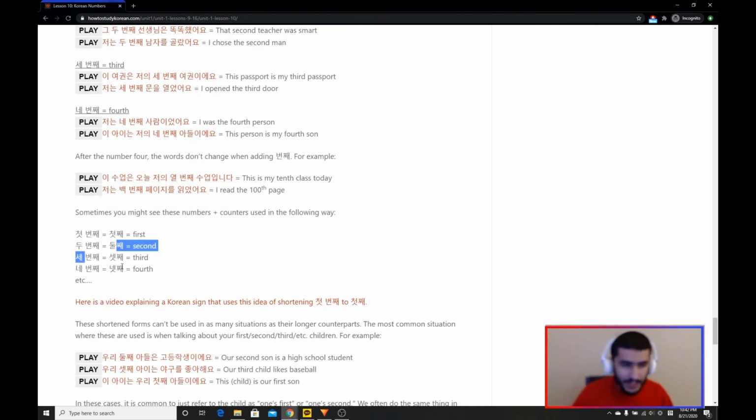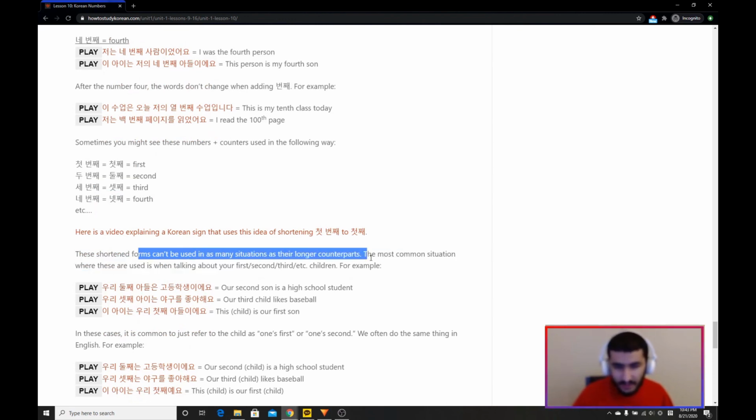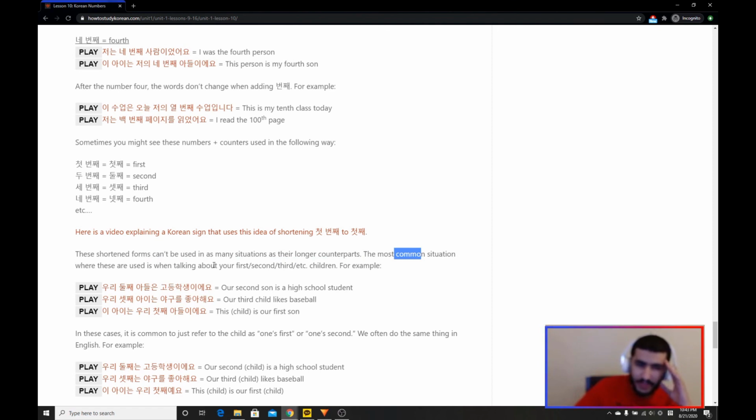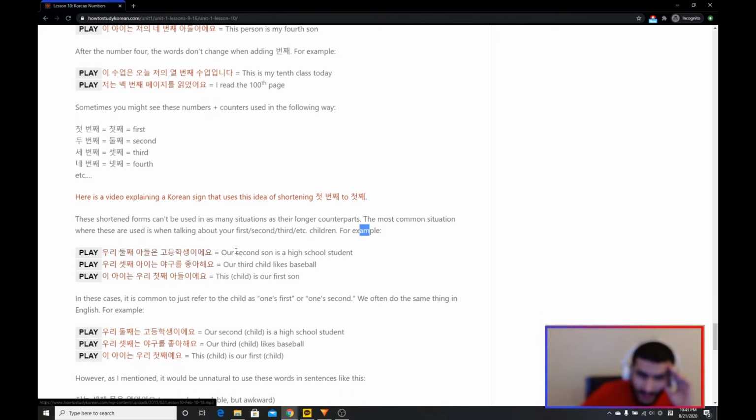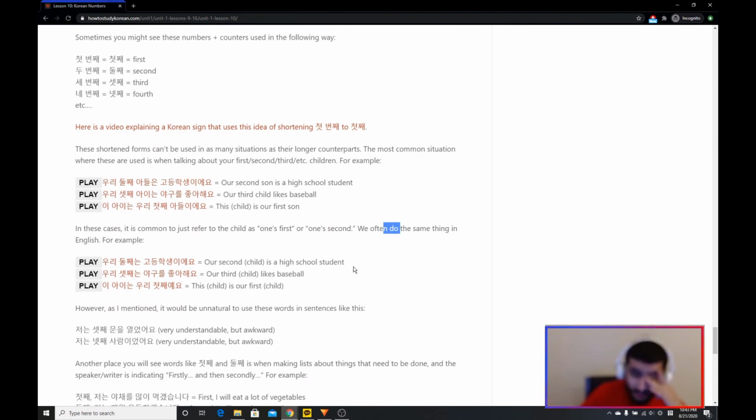첫째, 둘째, 셋째, 넷째. You just get rid of the 번 because it's kind of already assumed. It's shortened. These shortened forms can't be used in as many situations as longer counterparts, but the most common situations where these are used is when talking about your first, second, third, etc. children. For example, 우리 둘째 아들은 고등학생이에요, our second son. In these cases, it's common to refer to the child as first one or one's second. We often do the same thing in English. So our second child is a high school student. In Korean, 우리 둘째는, without adding the other, 고등학생이에요.